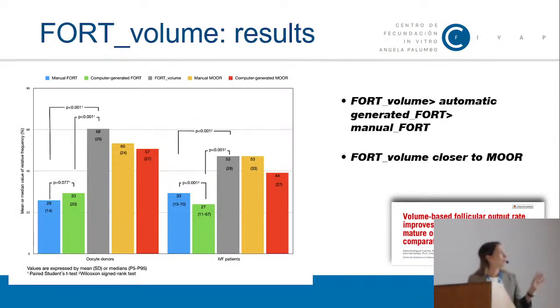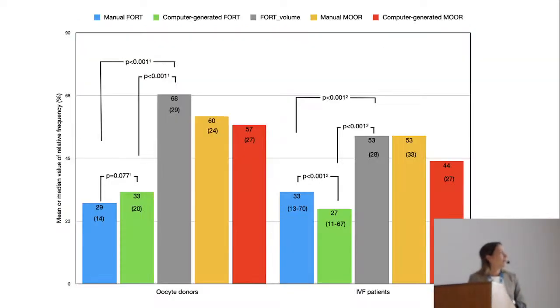This is the figure of our article. I'm going to make it bigger to explain it. On this side, we have the results for the IVF group, and these are the results for the oocyte donors. These first three columns are the FORT values. The blue one is the FORT measured manually using 2D. The green one is the FORT using diameters, but using also the third diameter with the report of the SonoAVC. And this is the FORT volume, using the volume to define the preovulatory follicle, as we said.